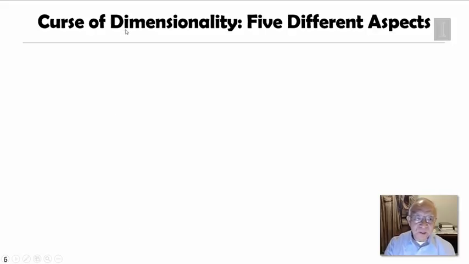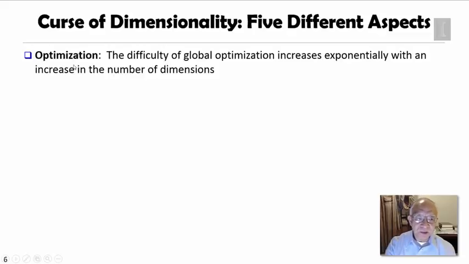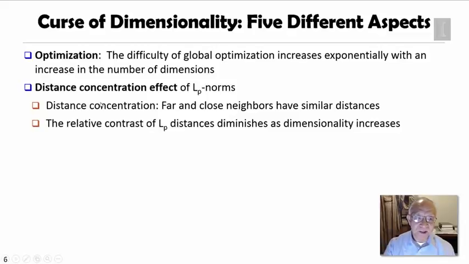Now, if we summarize the curse of dimensionality problem, there are 5 different aspects referred to as the curse of dimensionality. The first aspect is optimization. That means when the data gets into higher and higher dimensions, doing global optimization becomes more and more difficult. The complexity may increase exponentially. So that's the reason optimization may become a challenge.